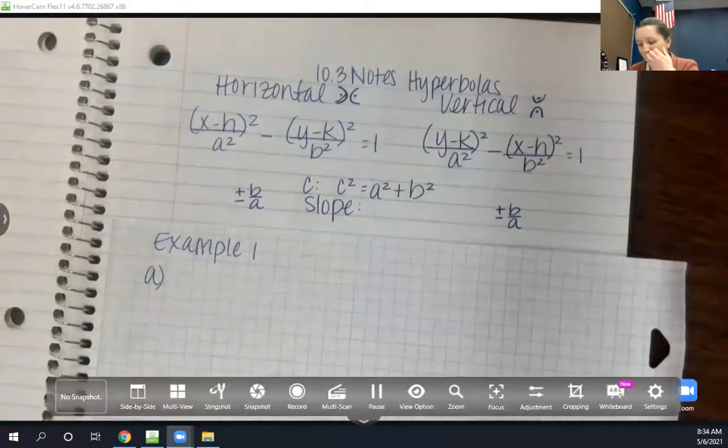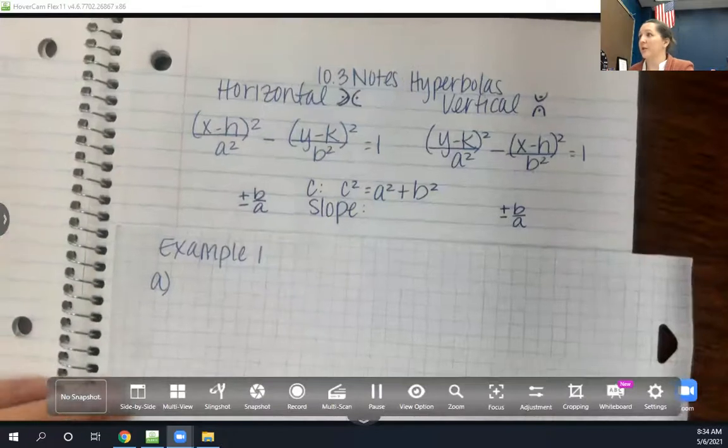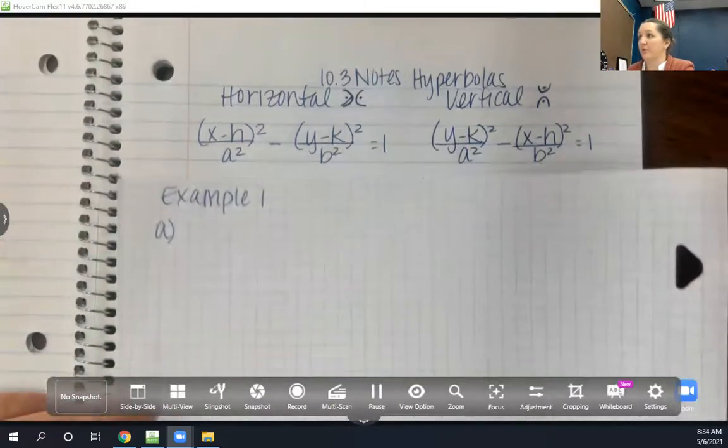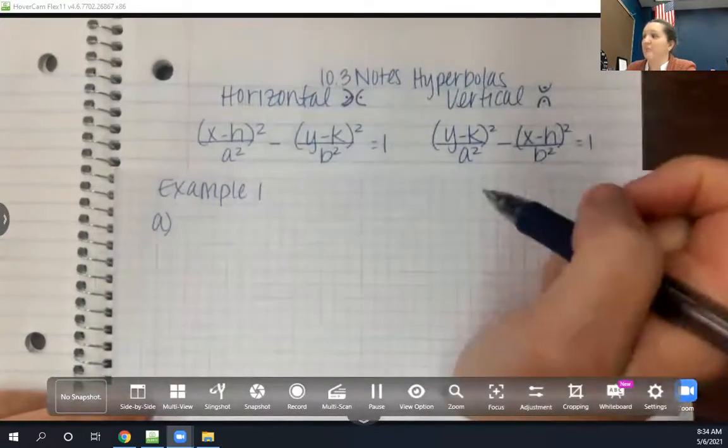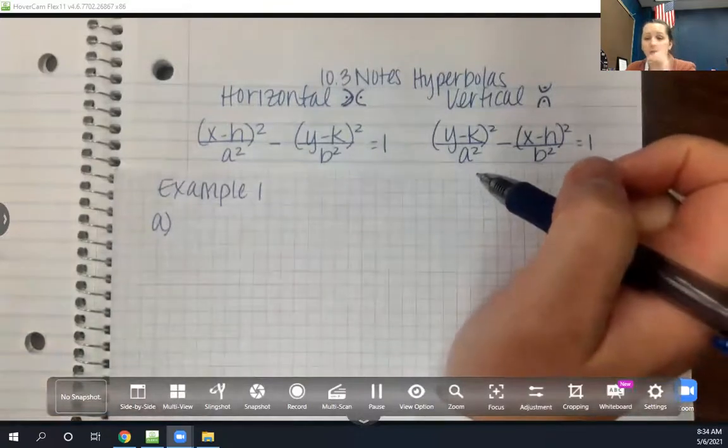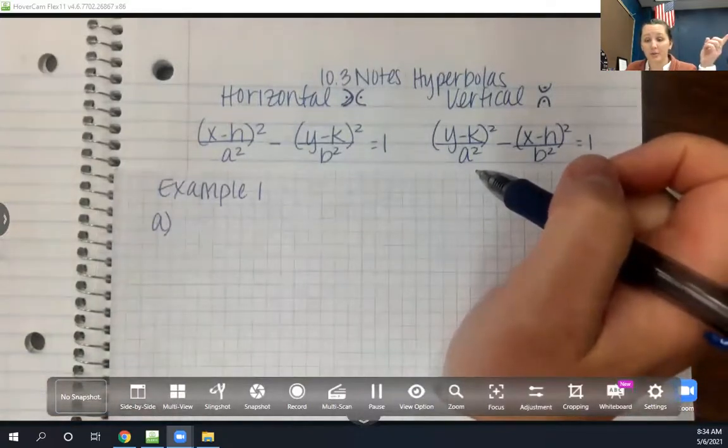All right, hey, Algebra 2. We are moving from our ellipses, which we talked about last time, to hyperbolas. And I want to look at our equation first because I want to look at the similarities between, first of all, our hyperbola and our ellipse equations, but also between the hyperbola vertical and horizontal equations.